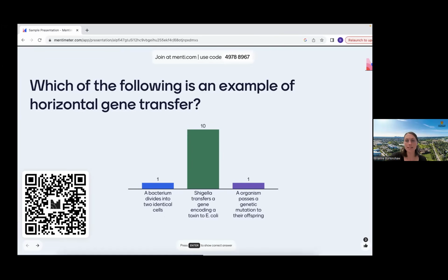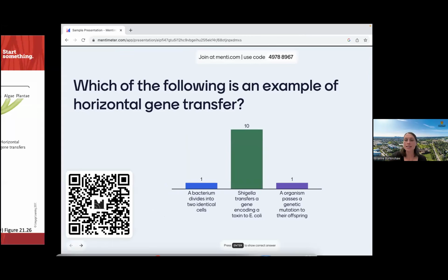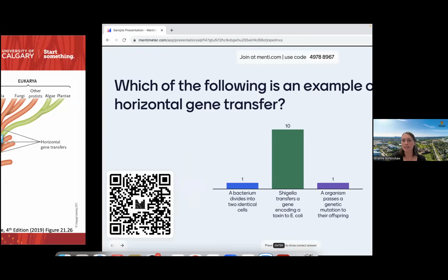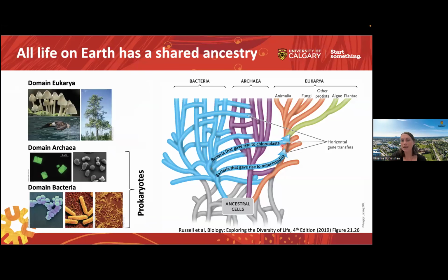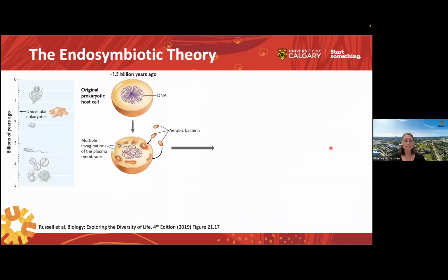Okay, so if I go back to our presentation here, we can see that's what's happening between domain bacteria and eukarya here. So we have this arrow here, bacteria that gave rise to mitochondria, and that is a horizontal gene transfer event. So we're going to take a look at this horizontal gene transfer, which is thought to be a consequence of an endosymbiotic event that happened over 1 billion years ago. So this process is described in the endosymbiotic theory.